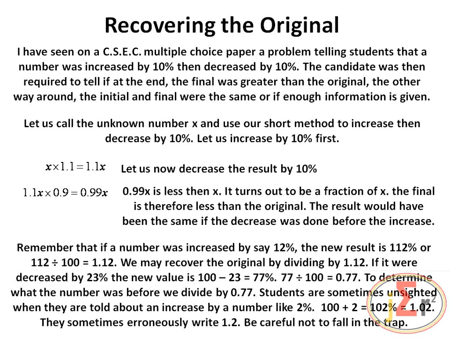Students are sometimes unsighted when they are told about an increase by a number like 2%. So it is 100 plus 2, which is 102. When we divide that by 100, we get 1.02. This they sometimes write erroneously as 1.2. Be careful not to fall in the trap.